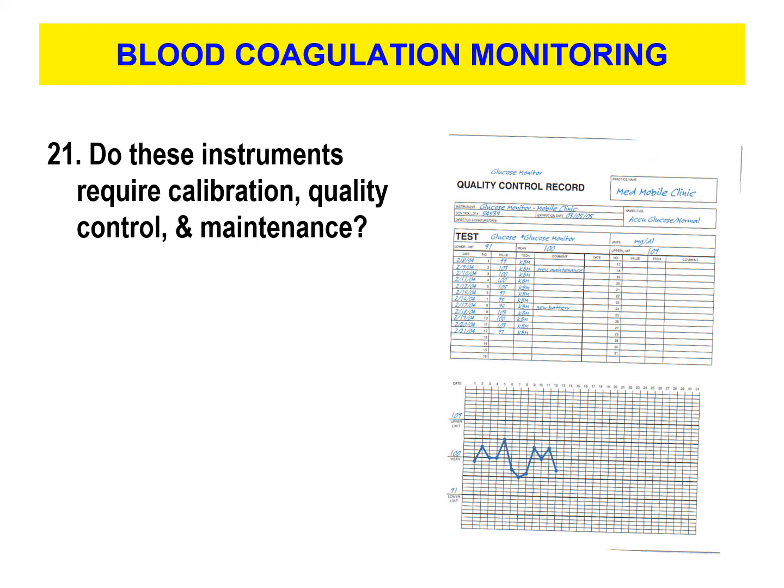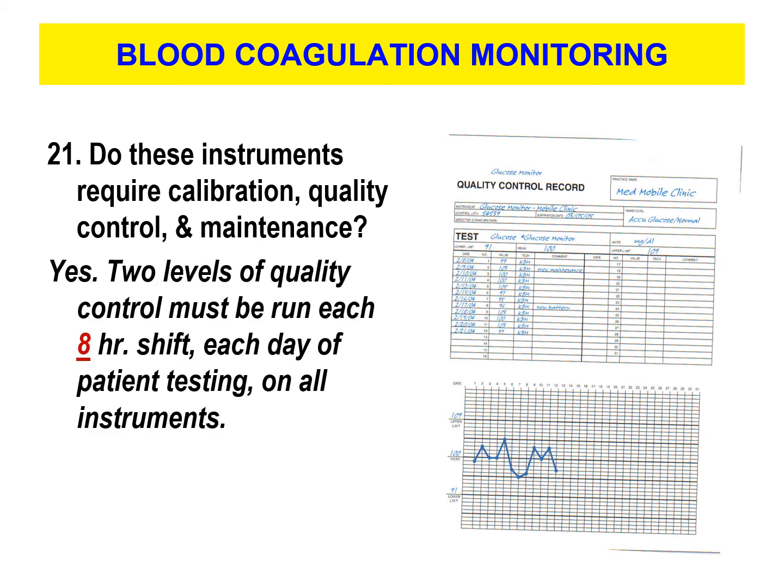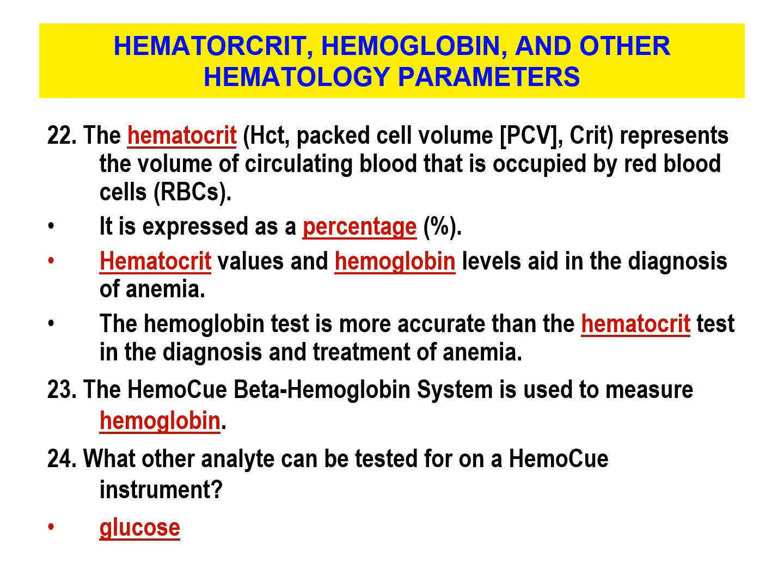Again, do these instruments need to be calibrated, quality control and maintenance done? Yes, right? Like I said, any instrument needs to follow not only the manufacturer guidelines on calibration and maintenance, and it needs to be documented electronically or on paper, but you also need to be running and documenting your 2 levels of quality control every 8-hour shifts when a patient has been tested on any and all instruments.